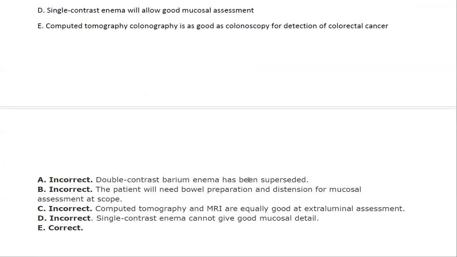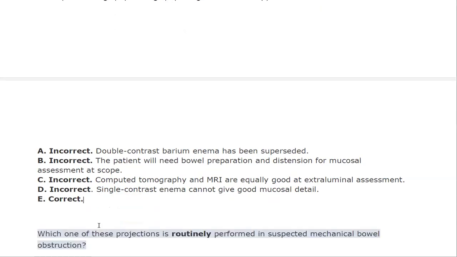So here, double contrast enema has been suppressed in the guidelines. The patient will need bowel preparation and distension for mucosal assessment at scope. CT and MRI are equally good at extraluminal assessment. Single contrast can't give good mucosal detail because it uses water-soluble contrast. And CT colonography is as good as colonoscopy for detection of colorectal cancer.